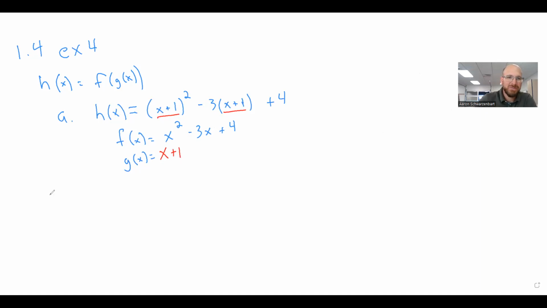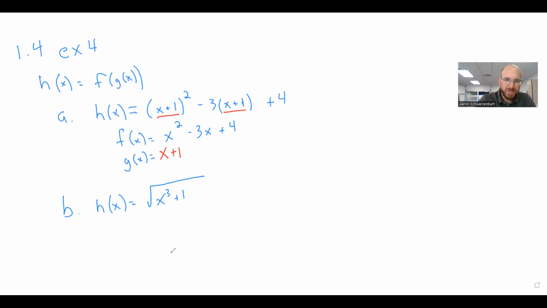Kind of working it backwards. This is commonly used in calculus. For the second one, h of x, there are a few different options. There might be other options for the first one, but I don't know what they are. This one is a little harder.